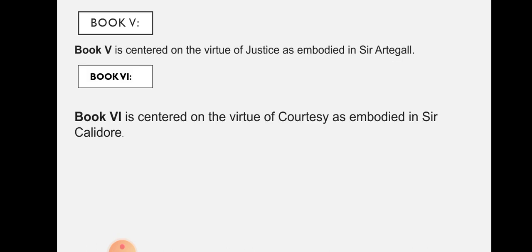So we can see book 5 and book 6 are centered on the virtue of justice, and book 6 is centered on the virtue of courtesy. So all important: courtesy is there, chastity is there, holiness is there, all these things are there. So that was a brief introduction of the type of story we are studying. So thank you.